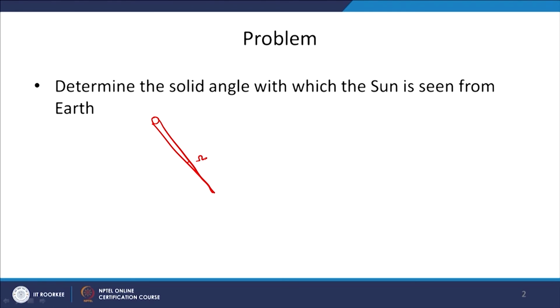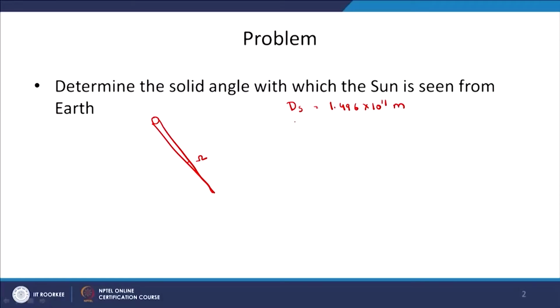Some parameters we know. Let us call the distance of the sun as measured from earth equal to 1.496 × 10^11 meters. So, this is the sun distance from earth. Now, this distance may vary from day to day, but this is an average value taken over a year.